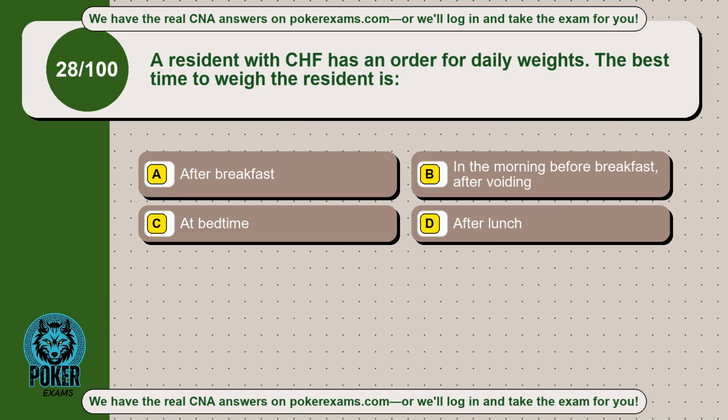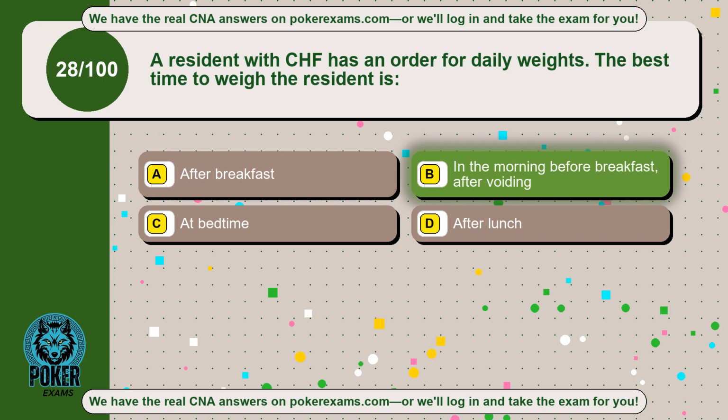Question 28. A resident with CHF has an order for daily weights. The best time to weigh the resident is: Option A, after breakfast. Option B, in the morning before breakfast, after voiding. Option C, at bedtime. Option D, after lunch.